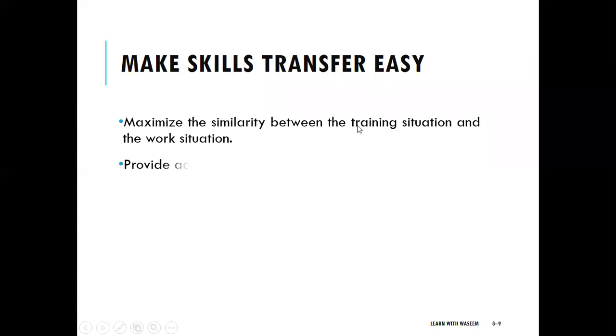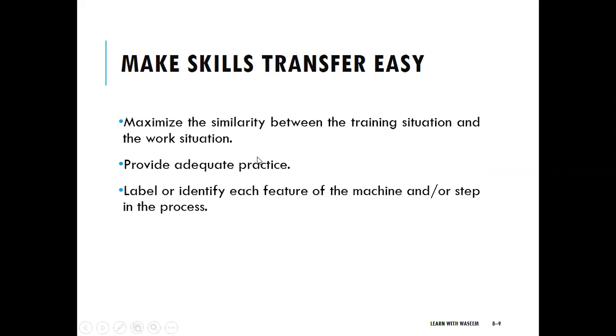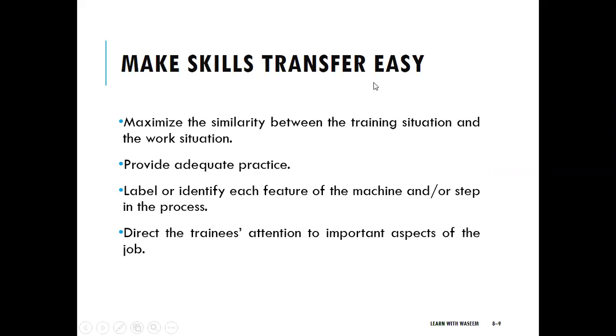Provide adequate practice. Practice activities are very important, and label or identify each feature of the machine or step in a particular process. Direct the trainee's attention to important aspects of the job. For example, if you are training a customer service representative to handle calls, what we need to do is to explain the different types of calls he or she will encounter.